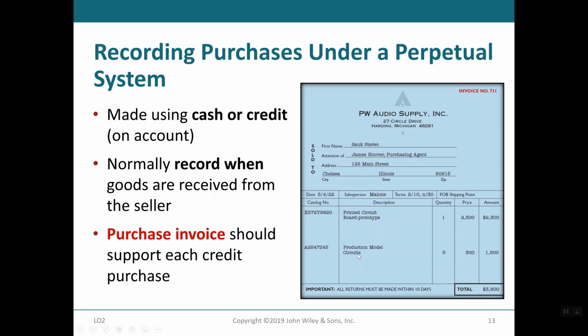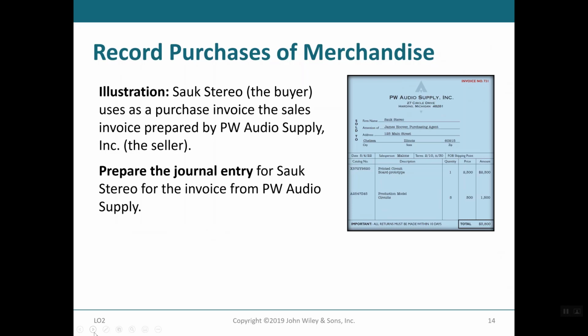We have the description of the item that we bought. We have the terms here. We have the shipping point, which we're going to talk about in a minute. And the total amount, which is 3,800. All returns must be made within the conditions given, with an important notice and all that. The invoice number and all that we need to know about the purchase that we made from our wholesaler. Okay. All right, so this is an example.